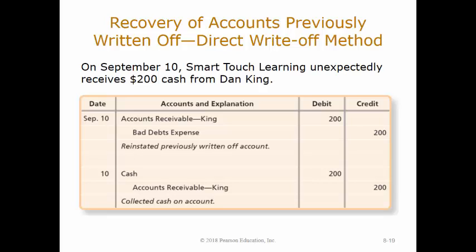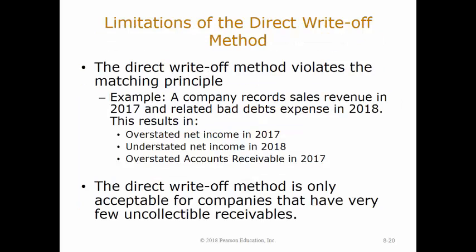If at some future date the customer is able to send in the original payment, the company reverses the earlier write-off. Then the company records the payment by debiting cash and crediting the customer's accounts receivable account. The direct write-off method violates the matching principle. The direct write-off method is only acceptable for companies that have very few uncollectible receivables.